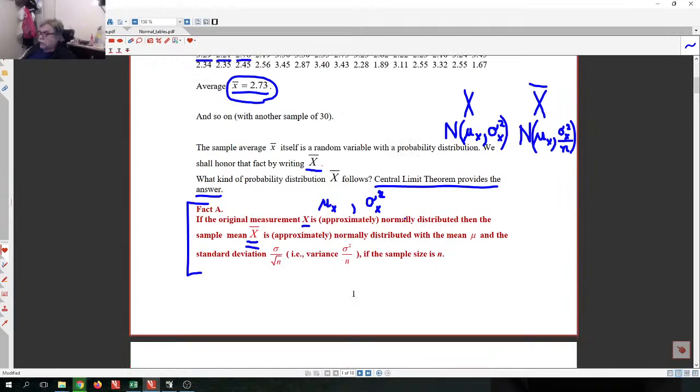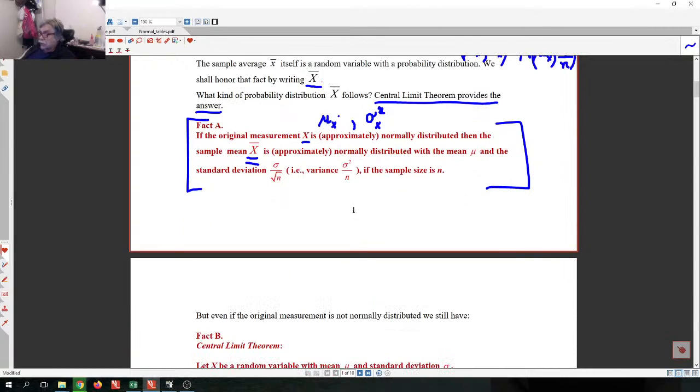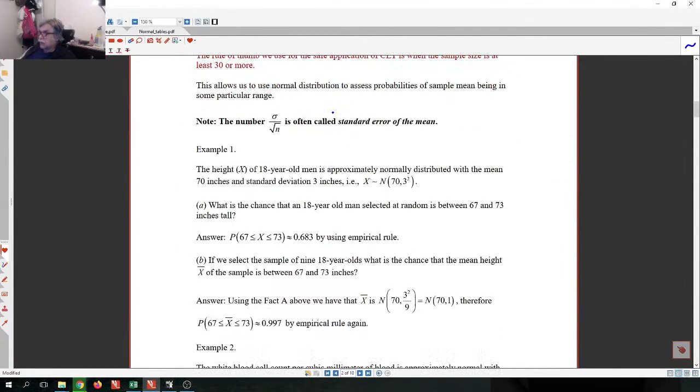Okay, this is very important. This fact A is very important. Now I'm going to show you immediately one example of using this fact.